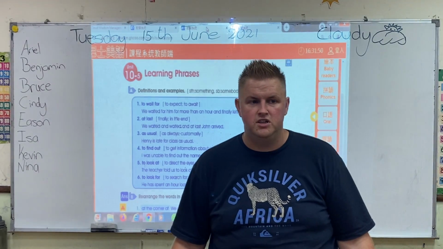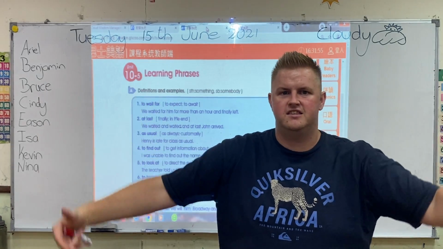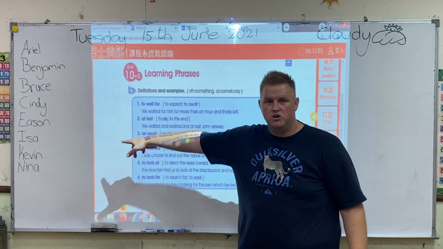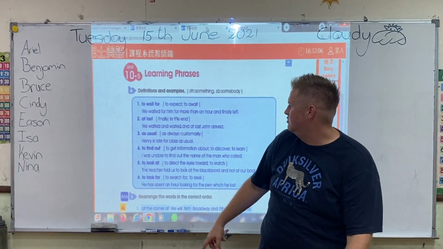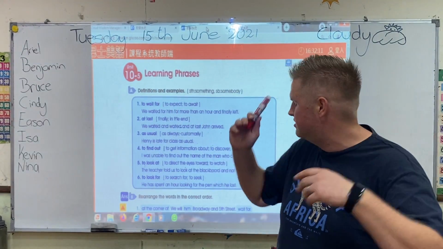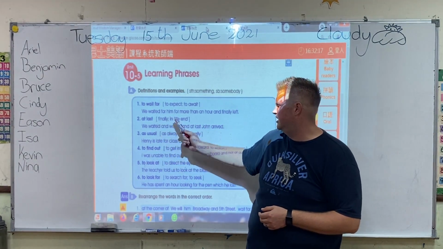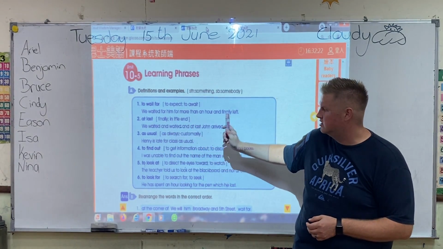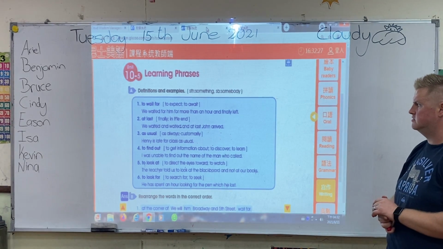Number 2, at last. At last, finally, in the end. So what does at last mean? It is at the end. So when you waited for someone for an hour and they came 10 minutes late, you will say, at last he came. Although he's late, he came at last. So at last is the same as finally, in the end. We waited, and at last John arrived.